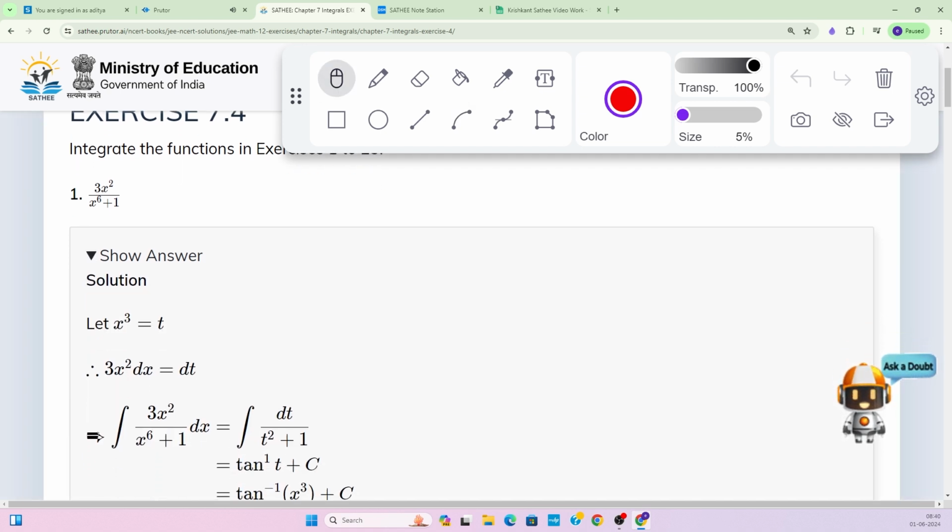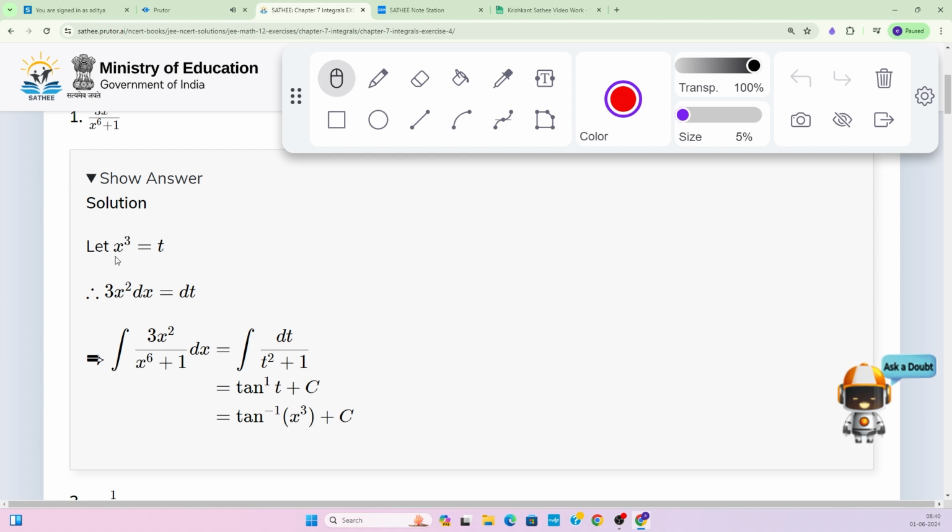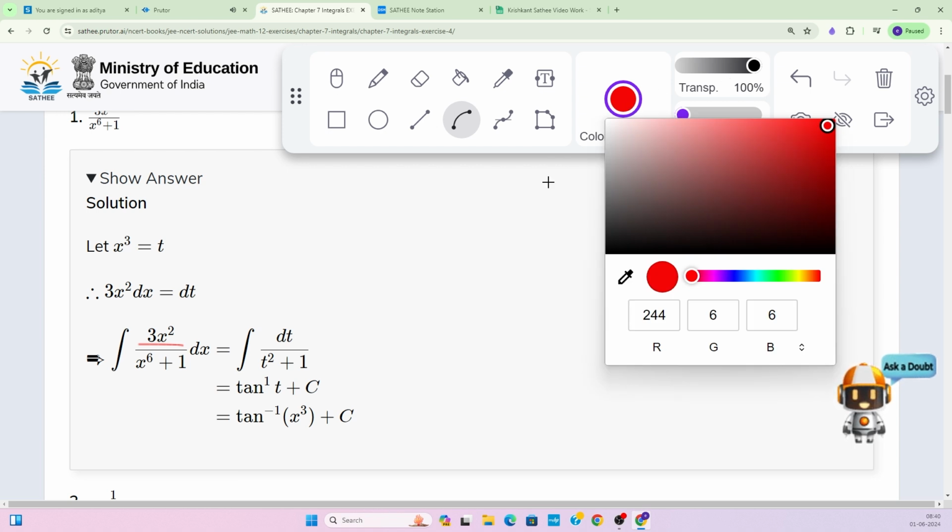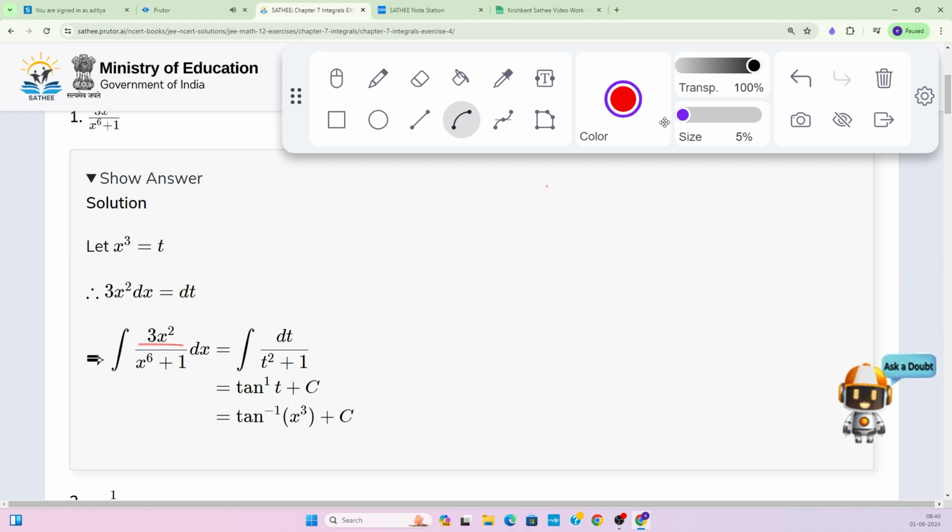First of all, the first thing is to use the substitution. Okay, so put x cube is equals to t, then you will have 3x squared dx is equals to dt, which means that your numerator can now be replaced by just dt. As you can see from this substitution, you will get 3x squared dx is equals to dt.